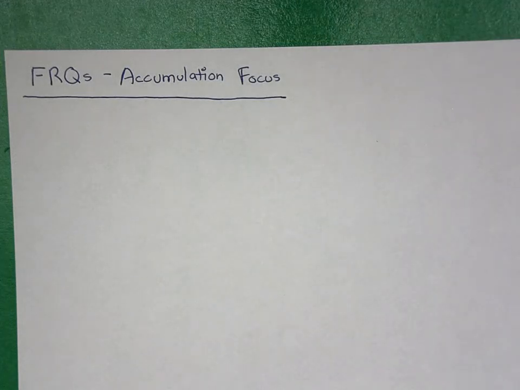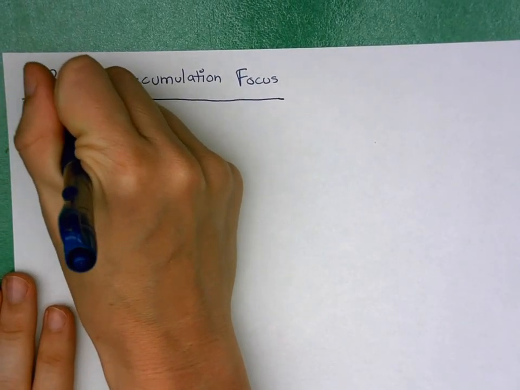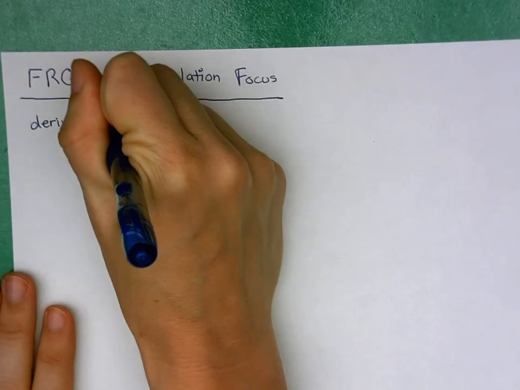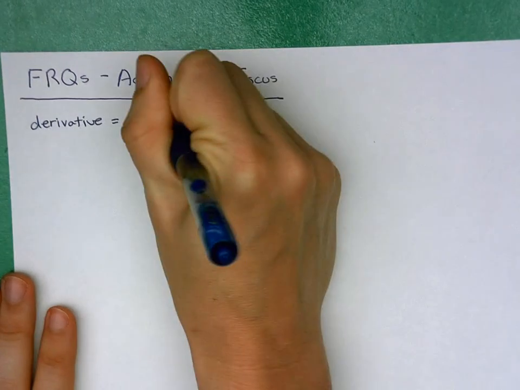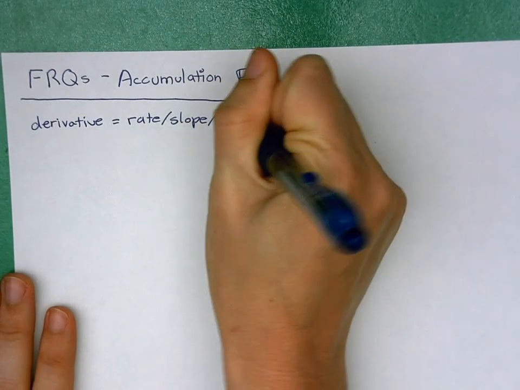Okay, getting into our final FRQ day here, accumulation focus. A couple of notes just to keep us remembering what's involved with these types of problems. So we've written down this before, both on the tabular data day as well as on the f, f prime, f double prime graph day. A reminder that a derivative is a rate or slope, a rise over run, right?